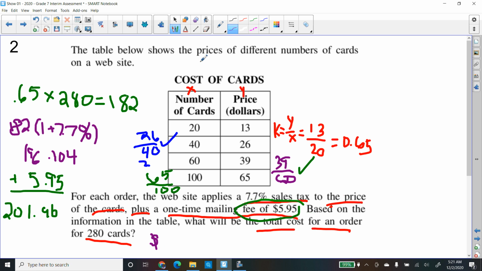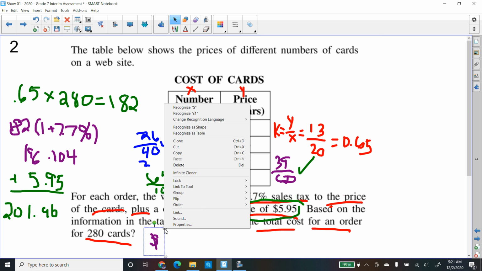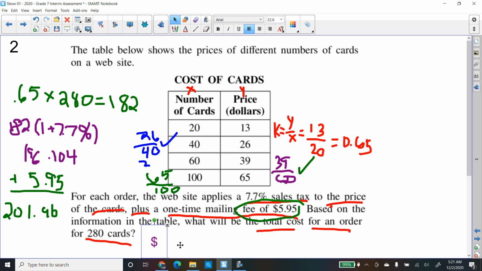Let's type that down there so we can see it nice and neat. Sorry for my terrible handwriting. Let's recognize that. Good. 201.96 is the total cost. Good question. So with the sales tax and the mailing fee, you would pay a total of $201.96.